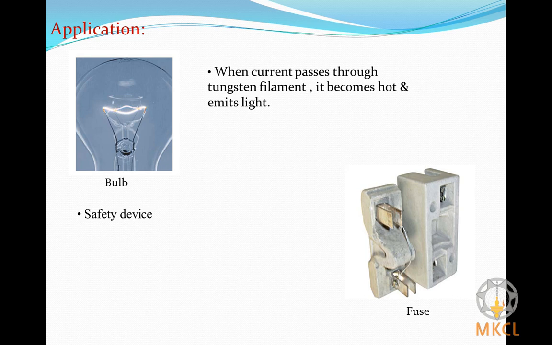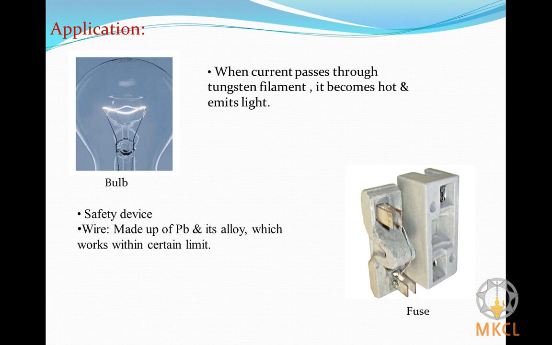An electric fuse is a safety device. It is used to prevent damage to an electrical circuit due to flow of excessive electric current. It is always connected in series. It is made up of Pb, that is lead, and its alloy, which works within a certain limit. That is, if the current increases beyond the limit, the wire in an electric fuse melts. Due to this, the circuit gets broken and current cannot flow through it. Thus, a fuse prevents fire and other damages.